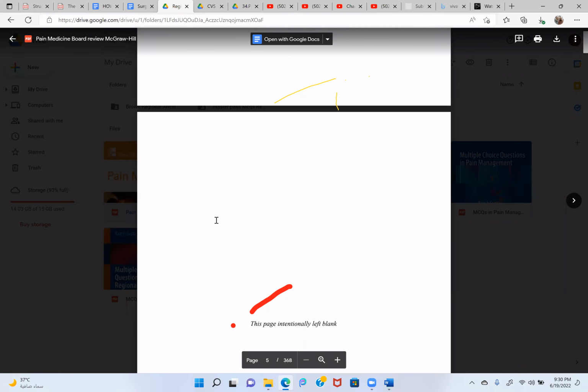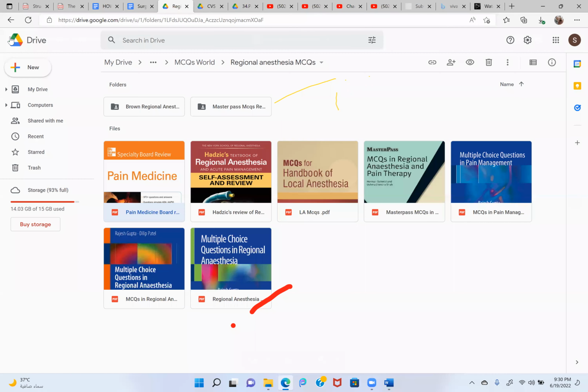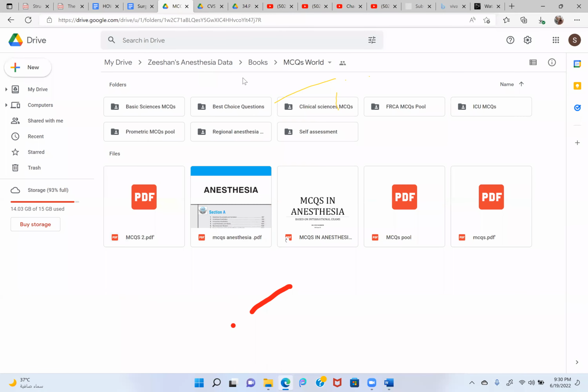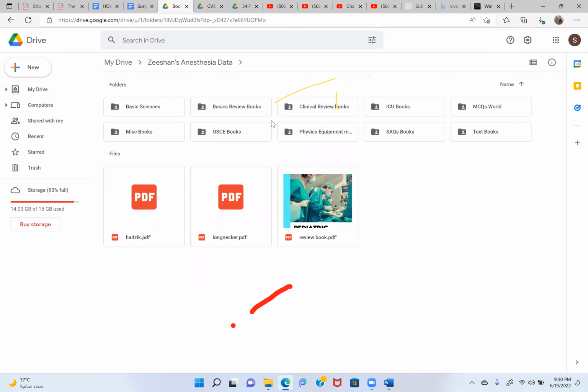Actually, it is just like window shopping. You don't need to buy everything, but you can just have a window shopping here, and you will find the things which are related to you.